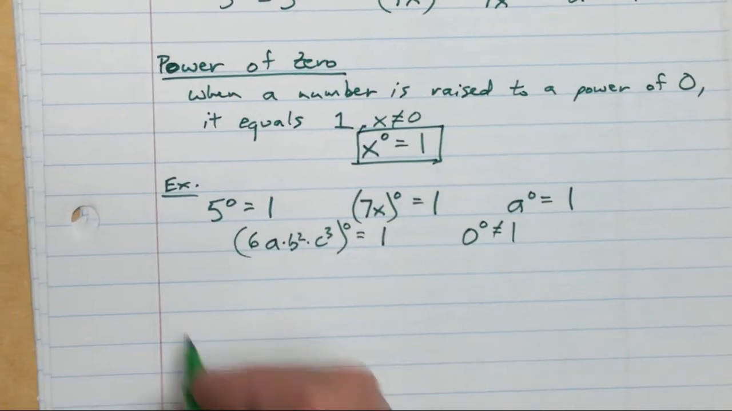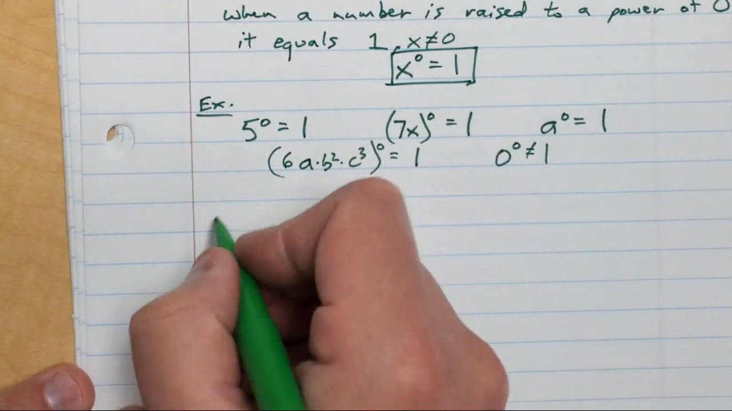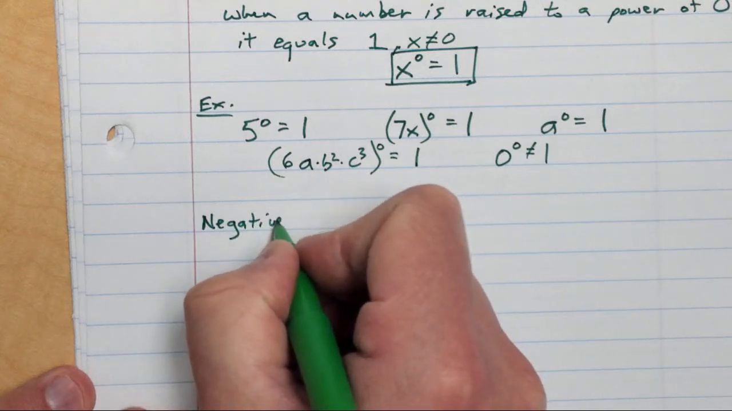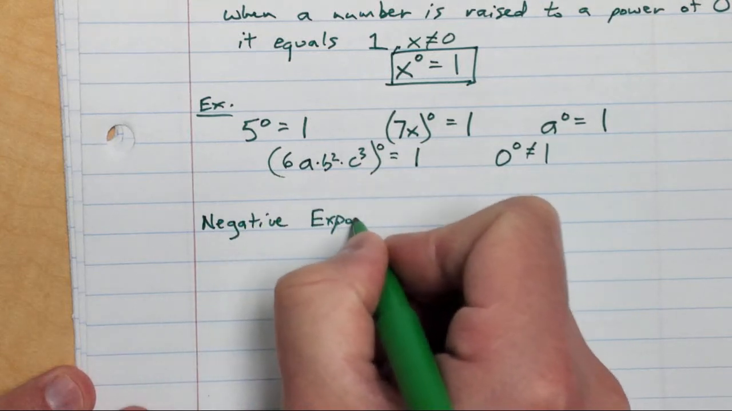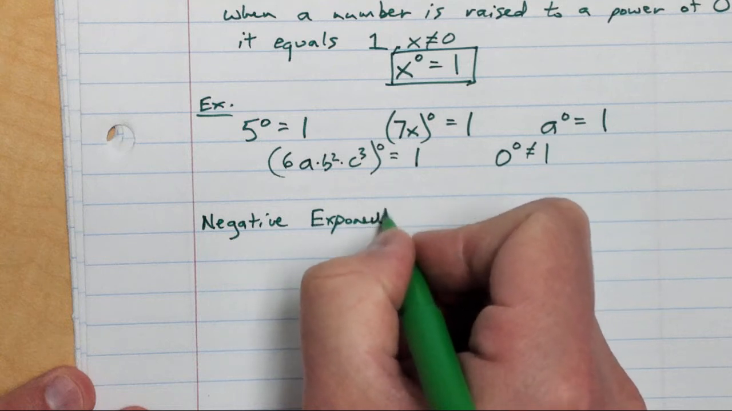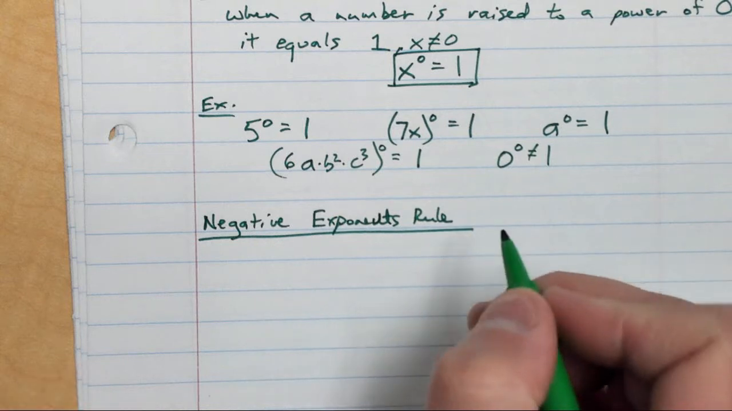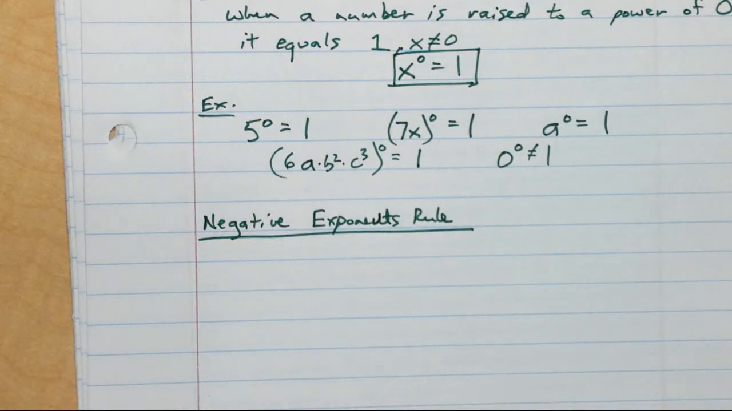So anyways, there's one more rule to go over. It's the negative exponent rule. And this is one that is confusing to a lot of people. Of the 3 that I'm going over today in this video, this is the hardest one, in my opinion.